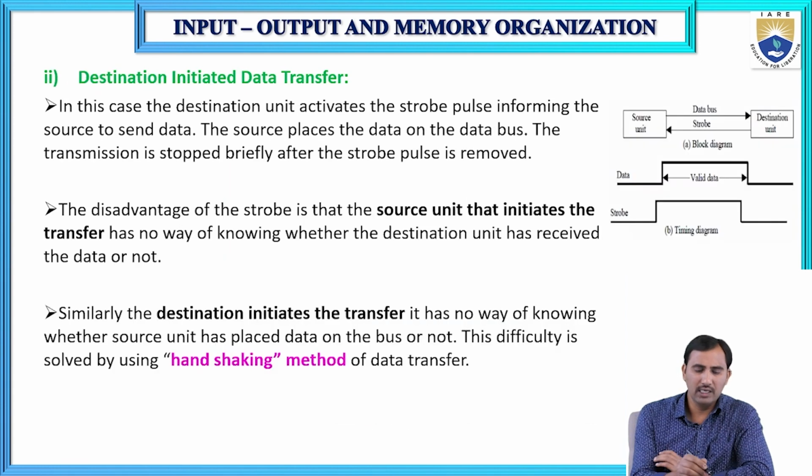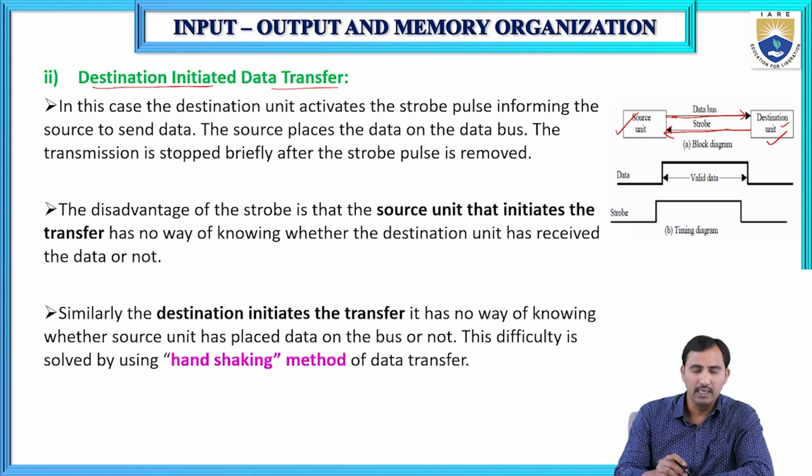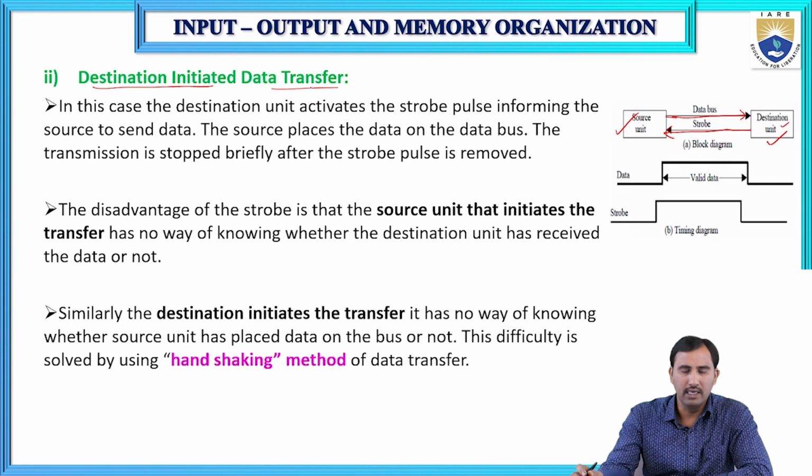And the next one, destination initiated data transfer. In this, the destination unit will initiate the data transfer. That means the strobe pulse will be generated by the destination unit. First, the destination unit will send a strobe signal to the source unit. Then the source unit will place valid data in the data bus, so that data will be read by the destination unit. Okay, so this is destination initiated data transfer.